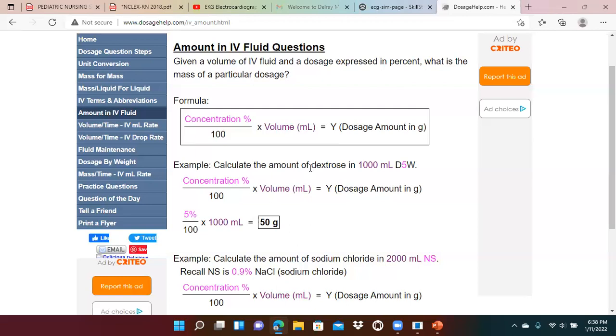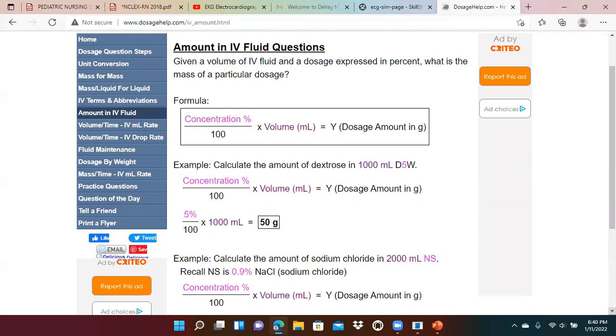Example, calculate the amount of dextrose in 1000 ml of D5W, meaning dextrose 5% in water. I would like to request you just focus on the numbers. Like how much dextrose: 1000 is the volume, the liquid volume, and the percentage of dextrose is 5. This is the concentration, 5%, and 100 should be constant. So concentration is 5, 100 is constant, and volume is 1000. We get it from the questions, and we will get the mass of a particular dose amount in gram, 50 gram.